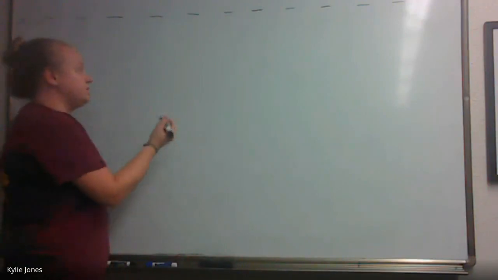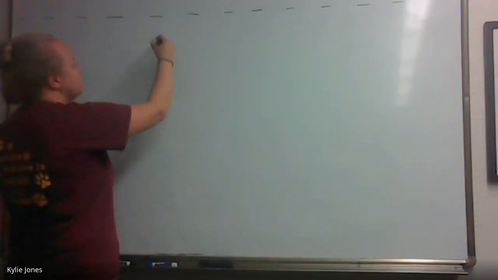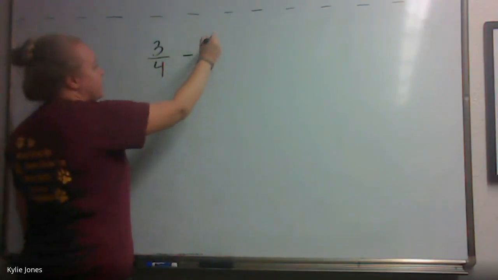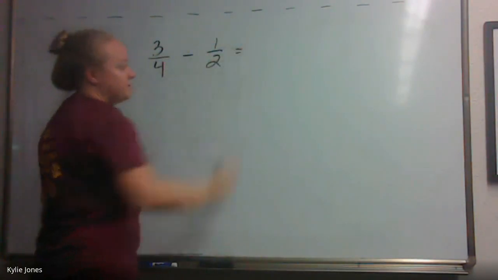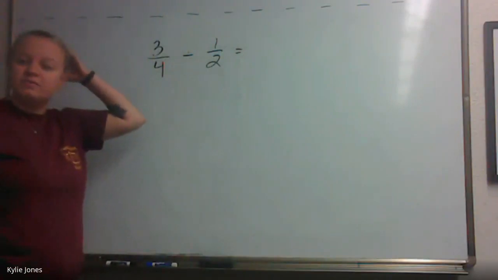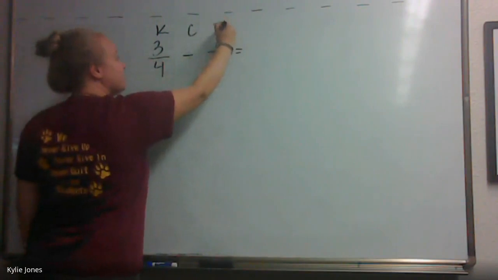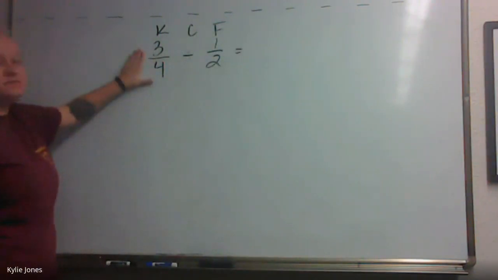All right, let's do 3/4 divided by 1/2. Okay, 3/4 divided by 1/2. We have our keep change flip, K, C, F. What do I do with this first fraction?